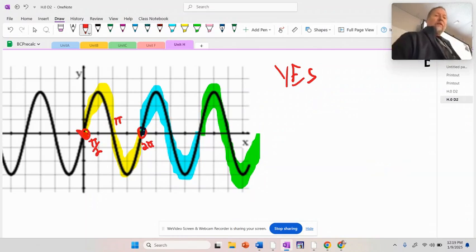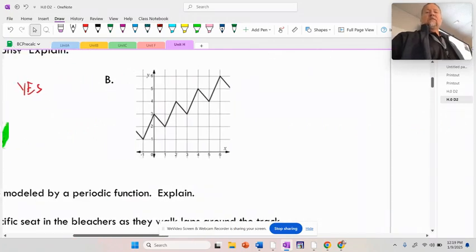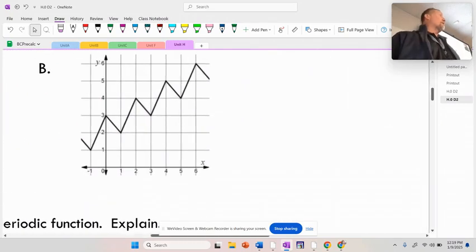Well, not really the parent. This looks like it's up 3 units and down 3 units, but whatever. Getting too far. What about the next one? Yes or no? Just periodic? No. Periodic and pattern are 2 different things. These y's are not repeating. These y's are getting higher and higher and higher.